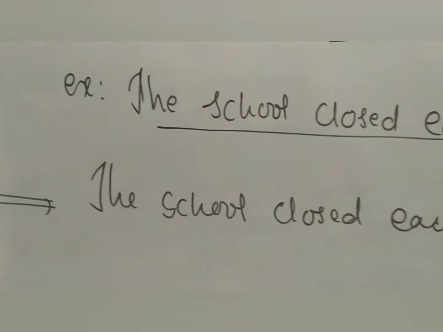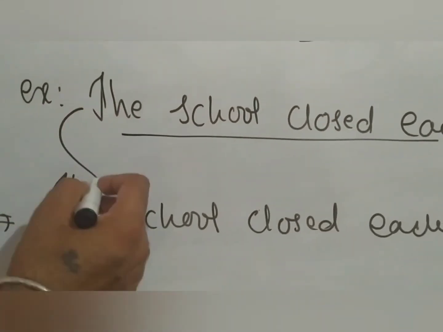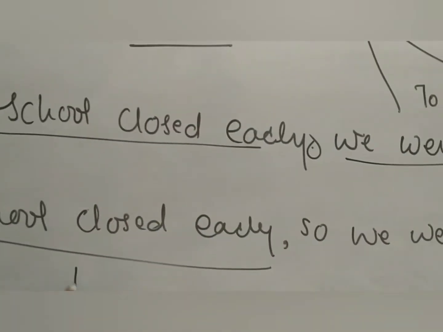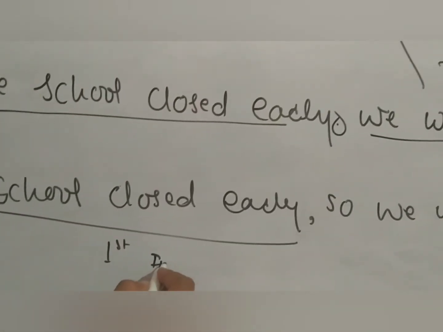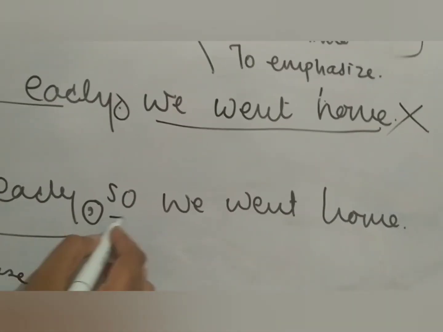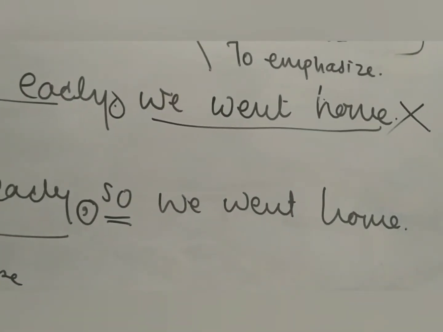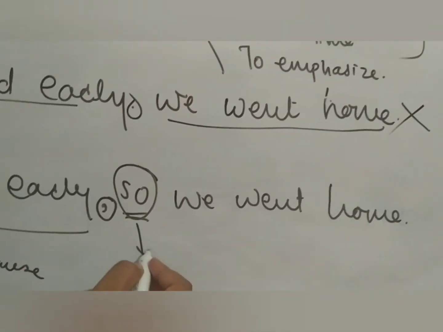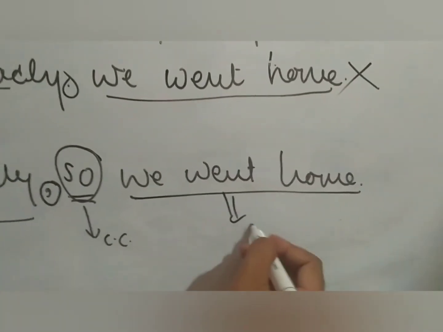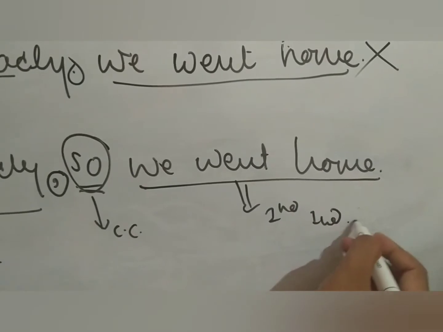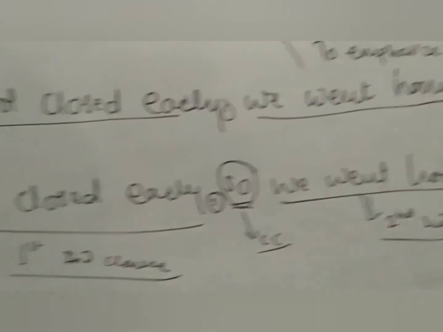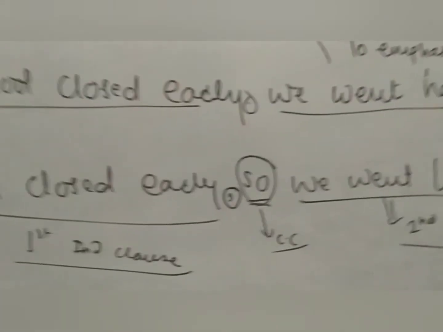Now see, I have changed this sentence into a compound form. The school closed early. This is the first independent clause. Use a comma. It is necessary to write the compound sentence. Use a coordinating conjunction. 'So' is the coordinating conjunction, CC. Then we went home. That is the second independent clause. So these types of rules are used to write a proper sentence in grammar.